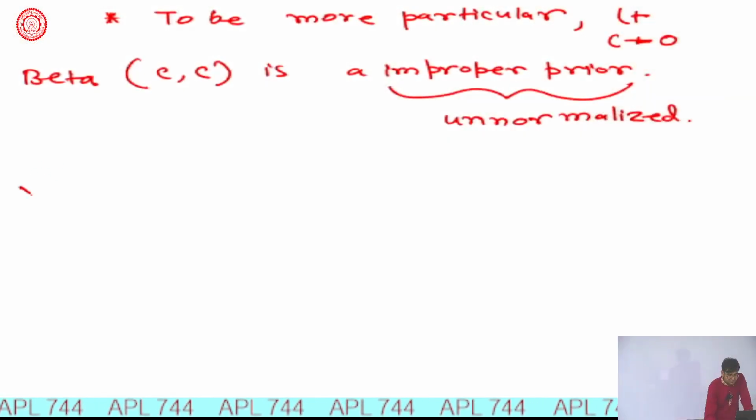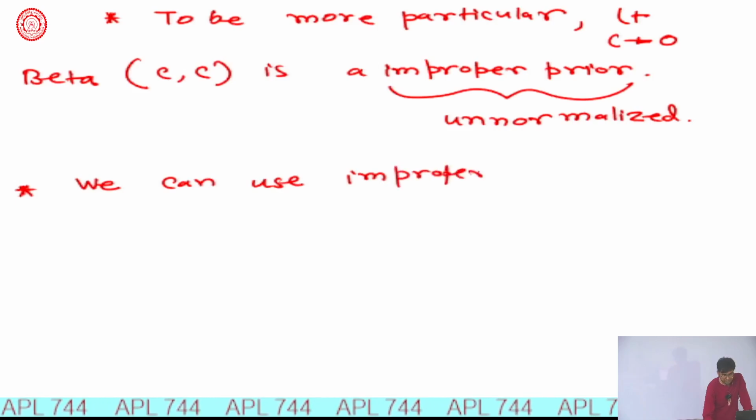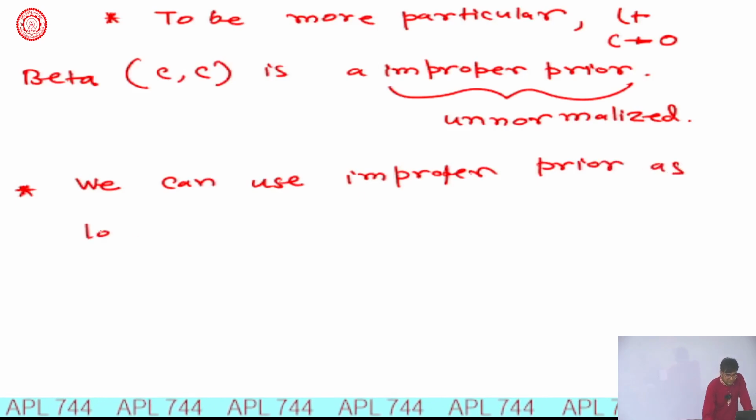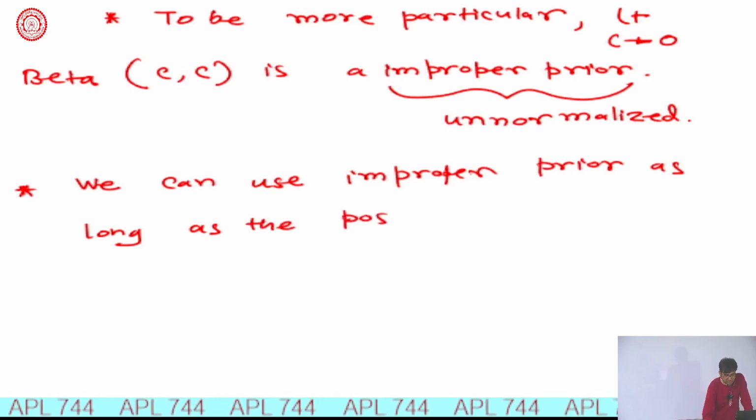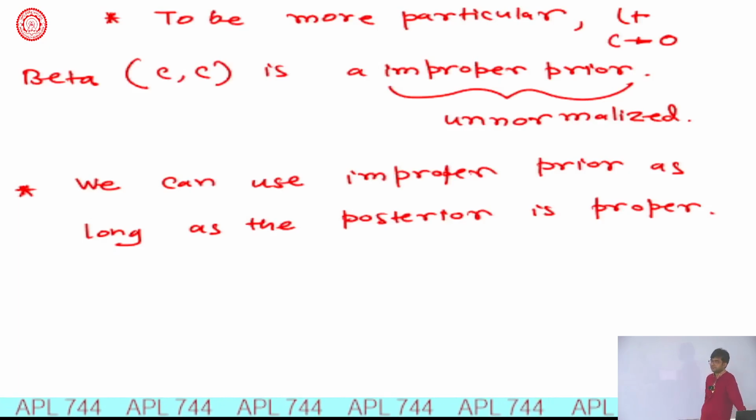Okay. So, we can use an improper prior as long as the posterior is proper. Okay. Clear?